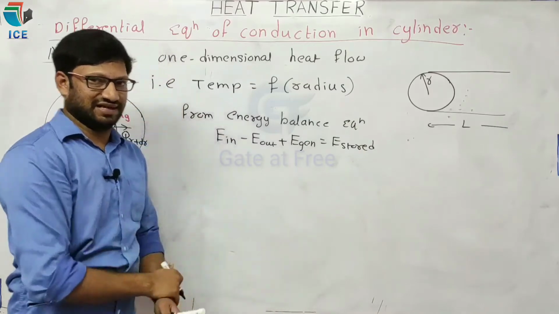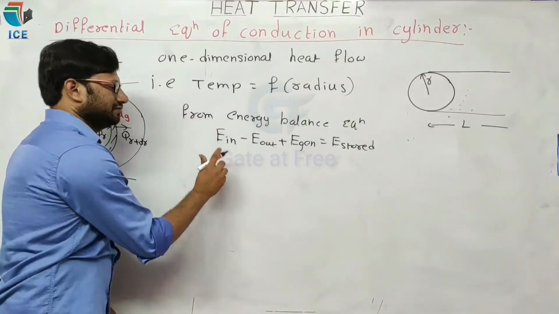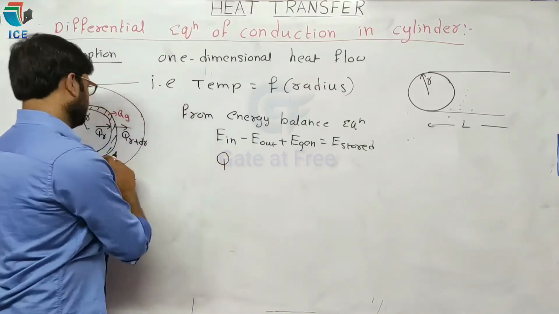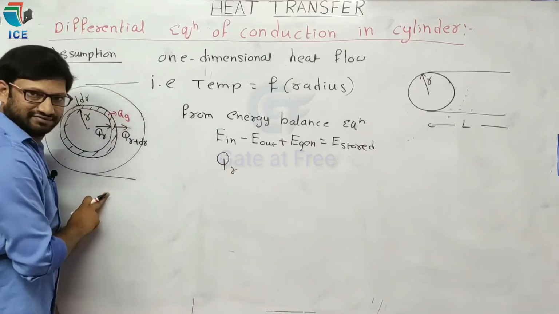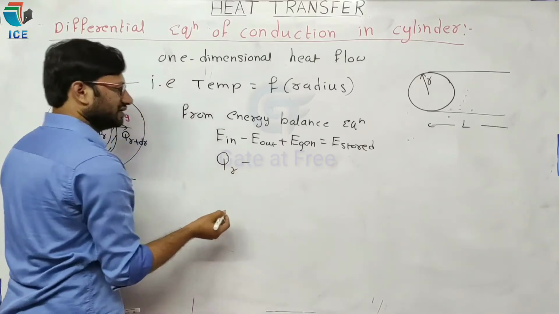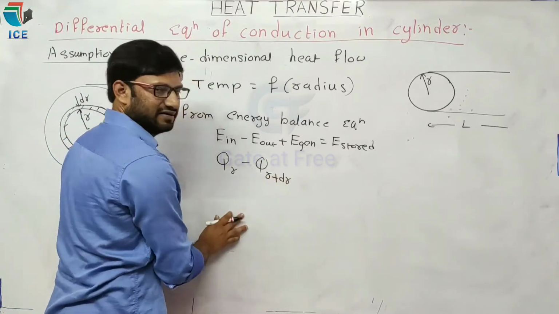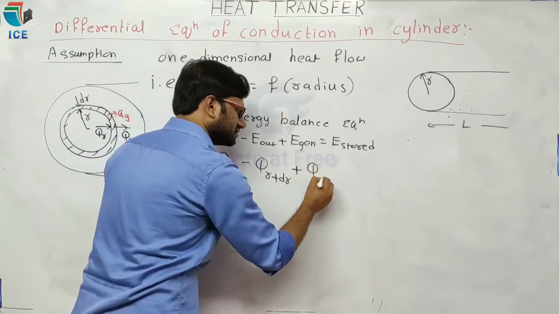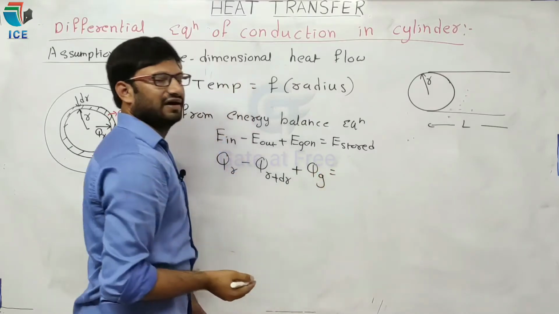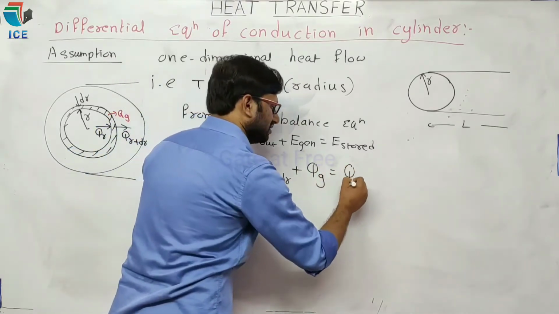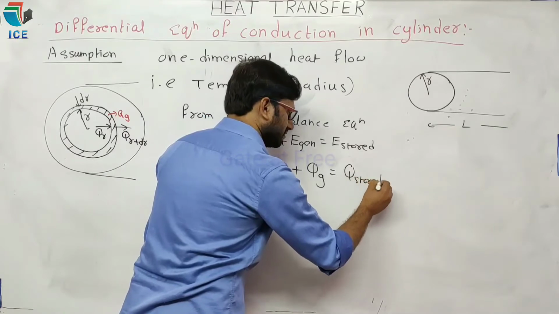I already explained this in the previous class. Now what is energy in? That is Q in, Qr, minus energy out, which is Qr plus dr. Energy generation is small qg, equal to energy stored. Let us say Q stored.